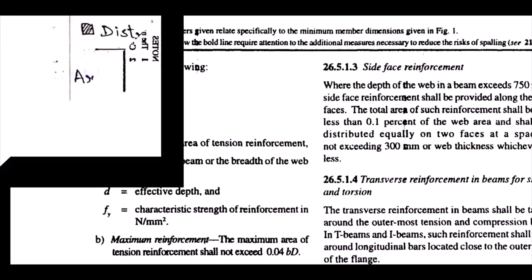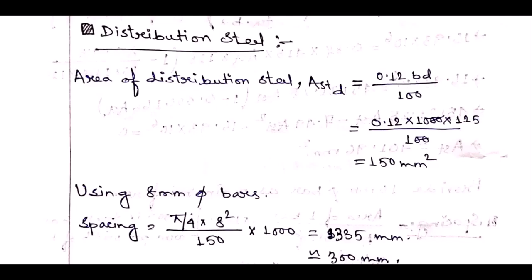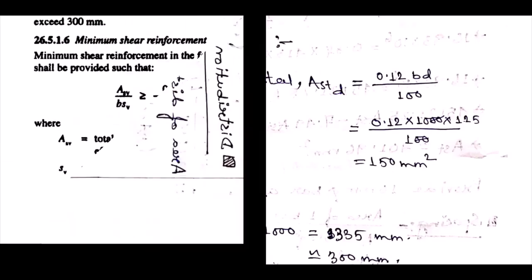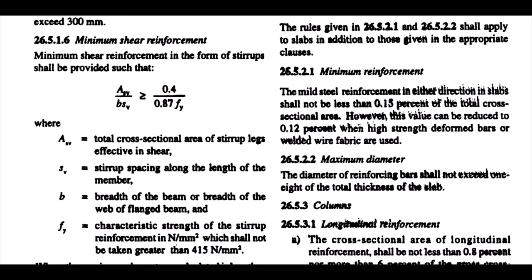Let's go to notes. Now the next step is distribution steel. For distribution steel, first of all we have to check once clause number 26.5.2.1 of IS 456-2000. Let's go to the code. Now check here clause number 26.5.2.1, minimum reinforcement. The mild steel reinforcement in either direction in slabs shall not be less than 0.15% of the total cross-sectional area.